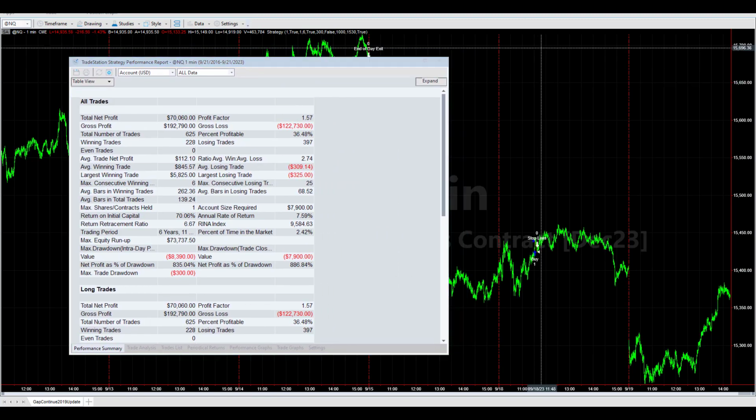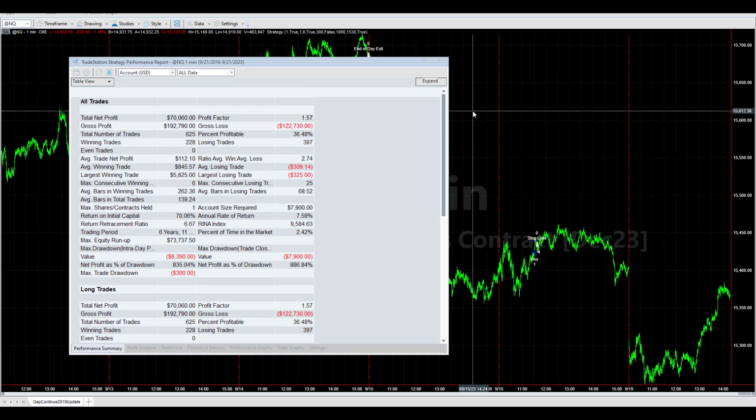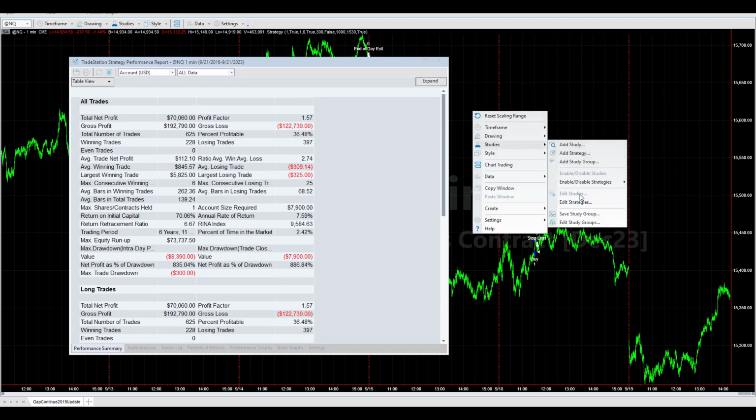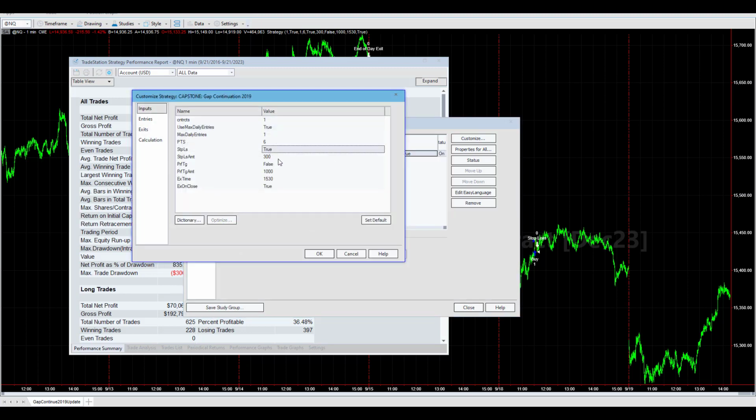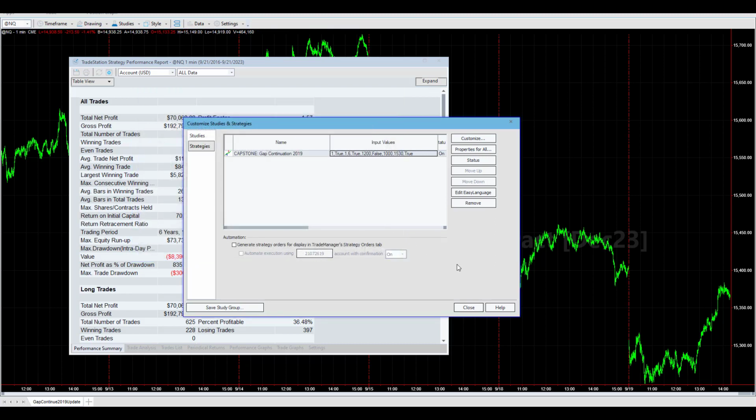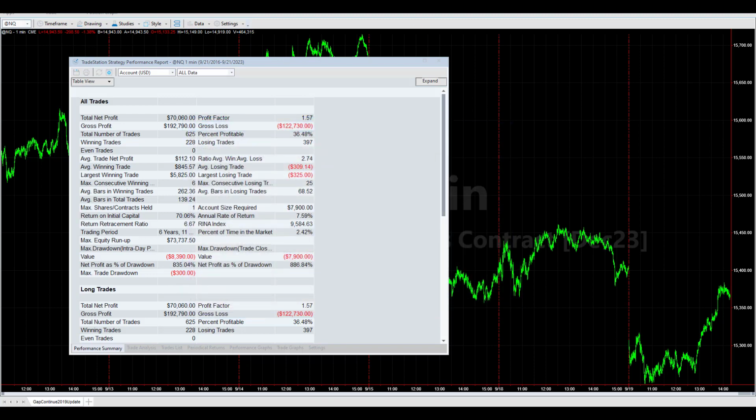You could add profit targets. Let's take a look at improving this strategy even further. Right click, studies, edit strategies. I said that I like $1,200 stop losses in the Nasdaq futures right now. If you're trading this on the micros, it would be $30 a day on the micros per micro, and then this would be $1,200 on the E-mini or $120 on the micro.